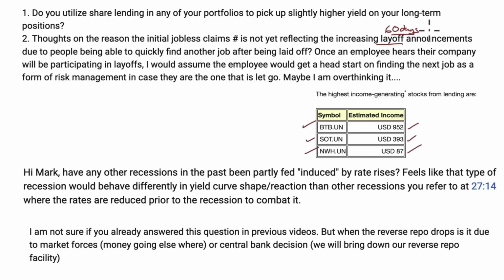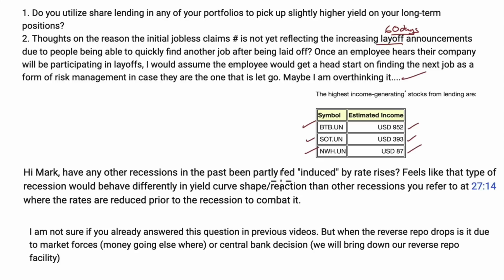But even if somebody, especially in IT, gets laid off today, they can usually find another job rather quickly. The auto companies basically put out a call to all the tech company employees that are being laid off, saying you can come over here, no problem. So I don't think any of those are going to hit the unemployment records unless they want to. Once an employee hears their company will participate in layoffs, I would assume the employee would get a head start on finding the next job as a form of risk management in case the other one is let go. That's exactly it.